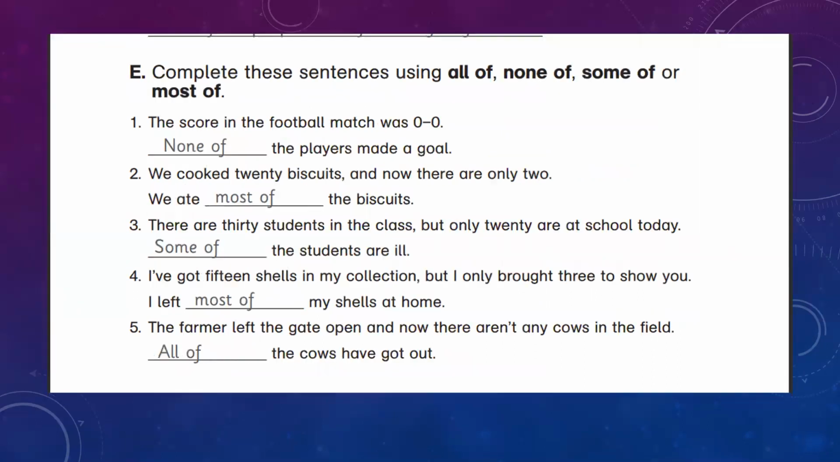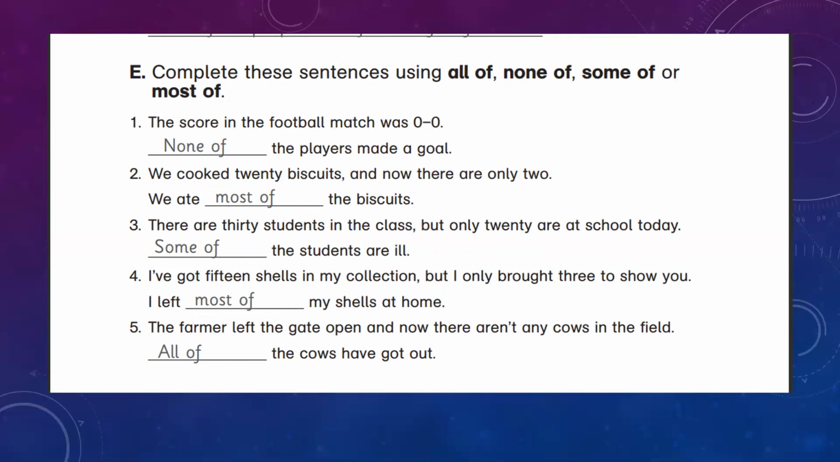This is exercise E. Complete these sentences using all of, none of, some of, or most of. Now, according to the situation, we shall select which phrase is suitable to complete our sentences. Number 1, the score in the football match was 0-0. It means none of the players made a goal. None of the players made a goal because the score was 0-0.